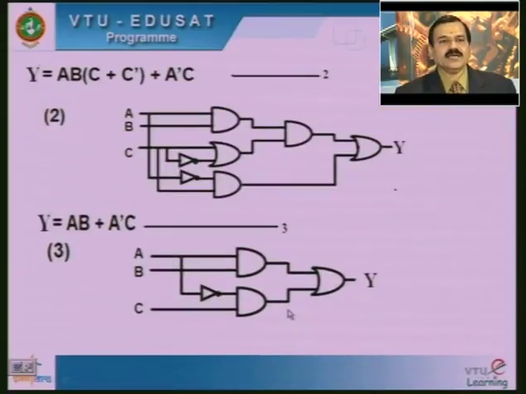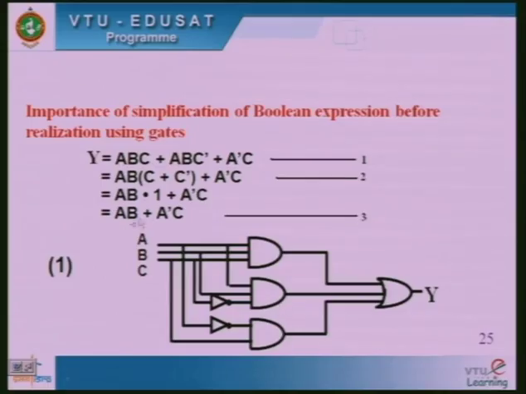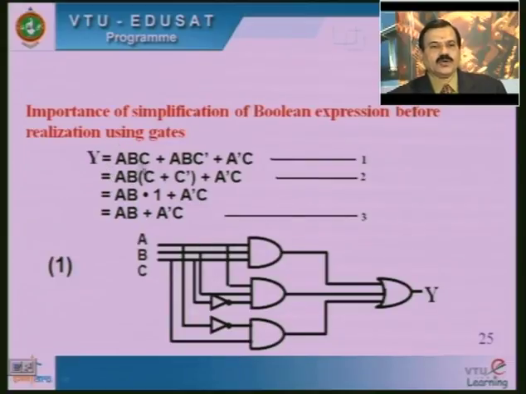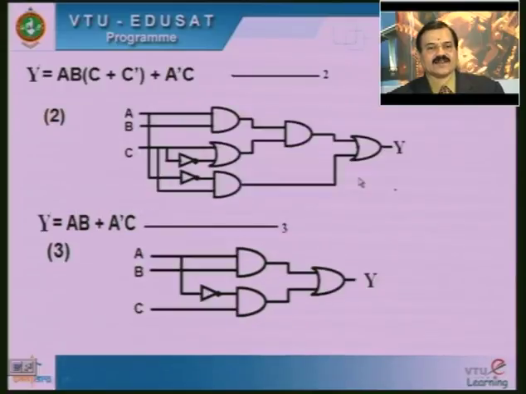Next, come to the second line of the equation. After simplifying the equation, what we can do here is AB is taken as common, and C and C complement is taken in the bracket, plus A complement C. Now C plus C bar can be treated as 1. So therefore with this second equation, if we are going to implement, then what happens, let us see.